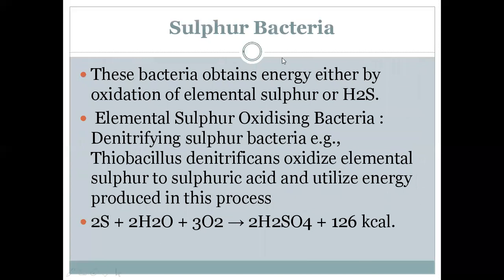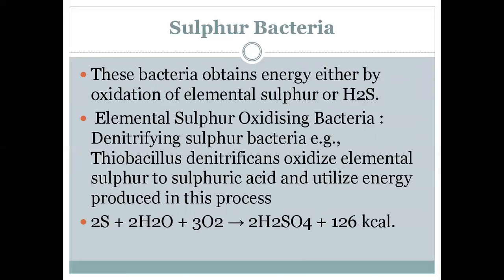Next is sulfur bacteria. These bacteria obtain energy either by oxidation of elemental sulfur or H2S. Here, the term oxidation means addition of oxygen or removal of hydrogen. So these bacteria are oxidizing either sulfur or hydrogen sulfide. Elemental sulfur oxidizing bacteria are denitrifying sulfur bacteria. For example, Thiobacillus denitrificans oxidizes elemental sulfur to sulfuric acid.